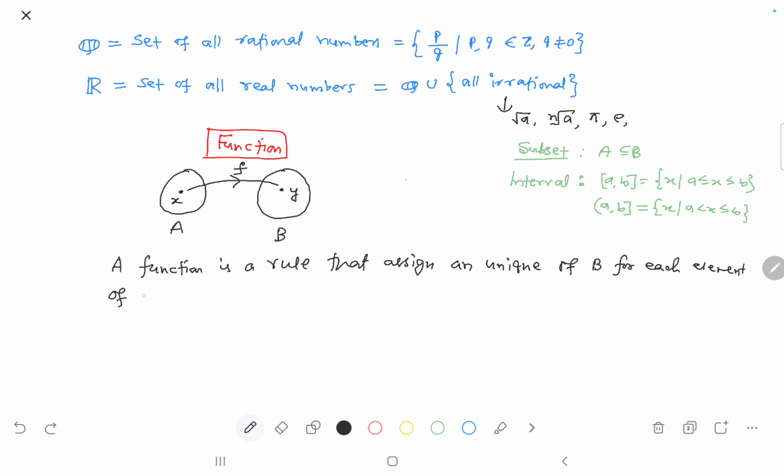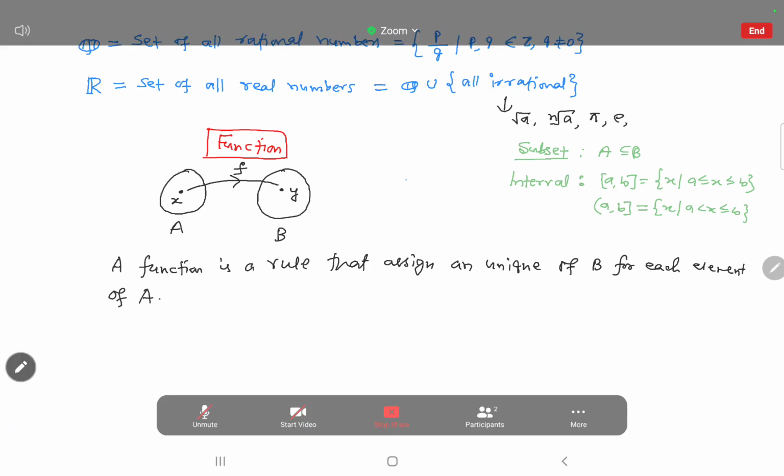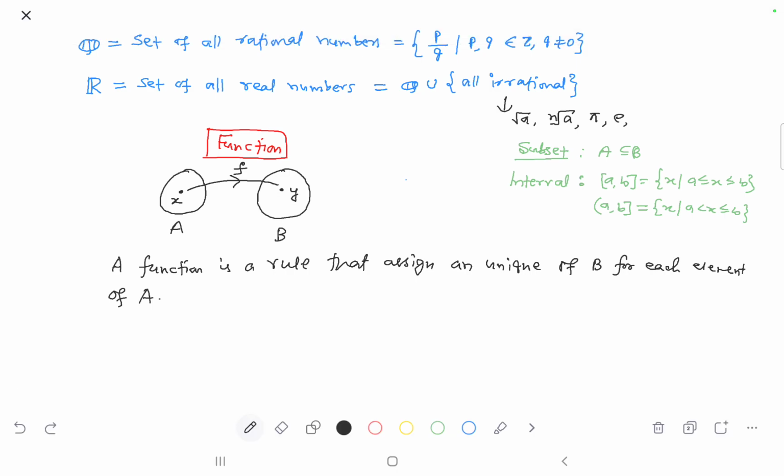So if you take an element from A, a function means you get a unique element in B. That we write y equal to f(x). There are many ways you can give the function: either you can give the formula for f(x) or some diagram.